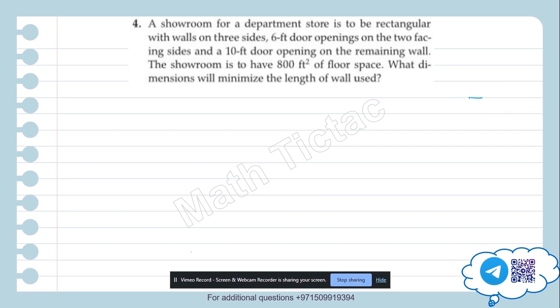Okay, so this is the first side, this is the second side, and this is the third side. There is a 6-foot door opening on the two facing sides. So they are opening doors in this side and this side, because they are saying the two facing sides. Let's say this is my first door and this is my second door.